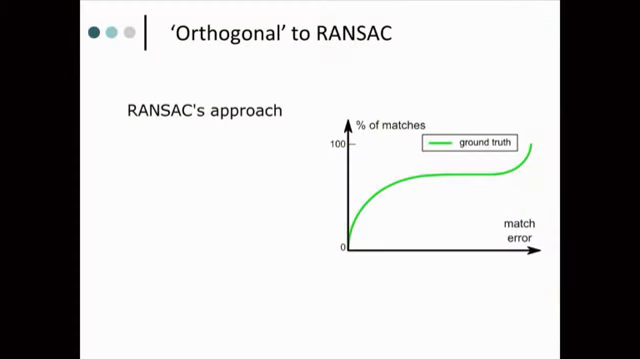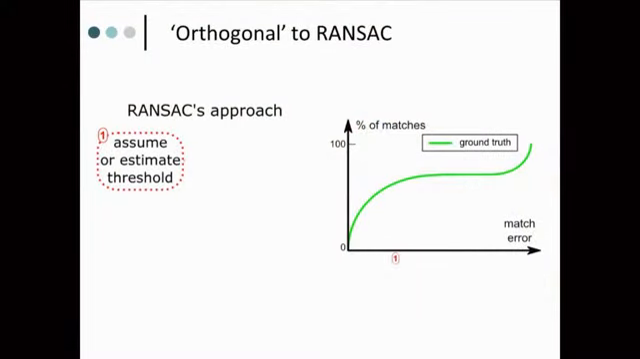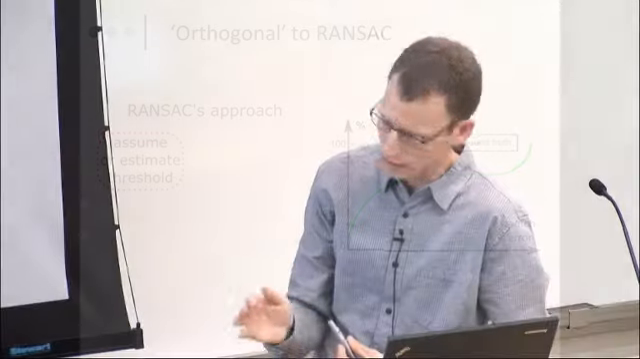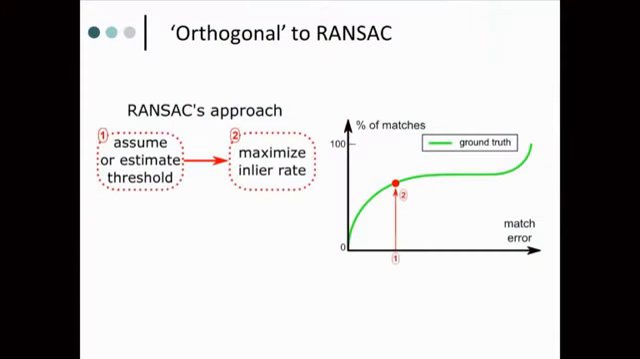Just to compare RANSAC to our approach using this illustration: RANSAC first assumes, or is usually given, an inlier threshold. This is this point down here. Then it tries to find a transformation that maximizes the inlier rate with respect to this specific threshold, with as many matches as possible up to this error. And if it succeeds, it will find a point that's at least at the height of this CDF.